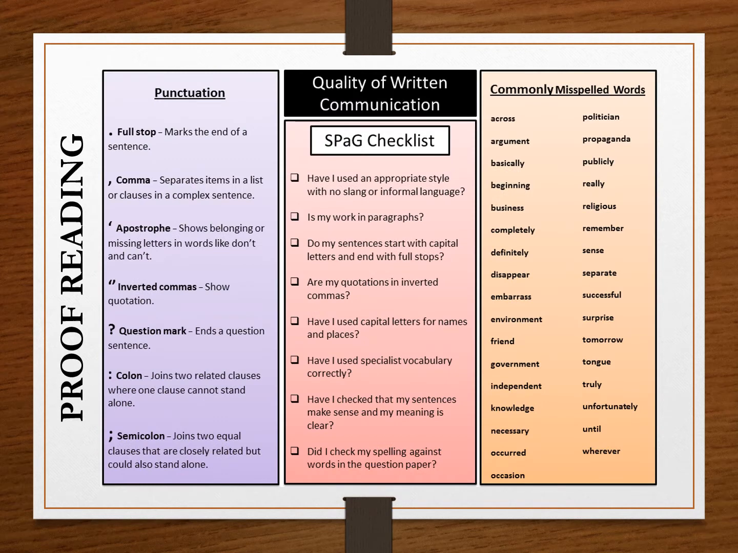Now, in terms of proofreading, these are the specific things that you have to look out for. There's a SPaG checklist in the middle. Now, SPaG stands for spelling, punctuation, and grammar. And that is where most students lose their marks in the exam. So you have to think about all these things.